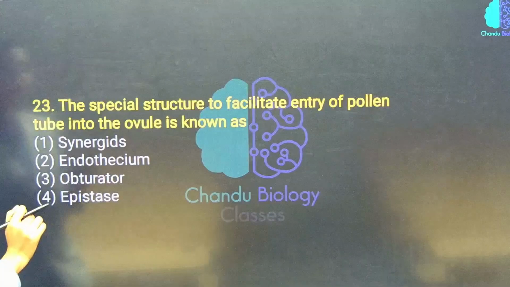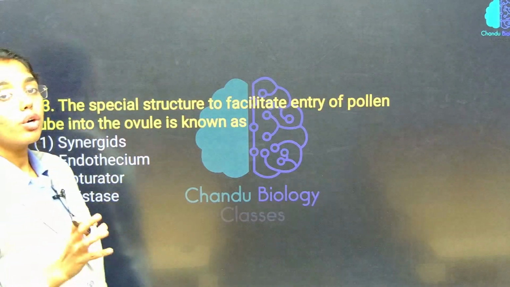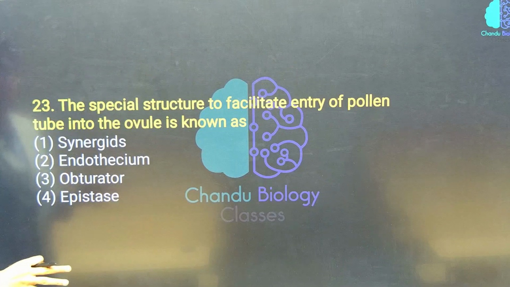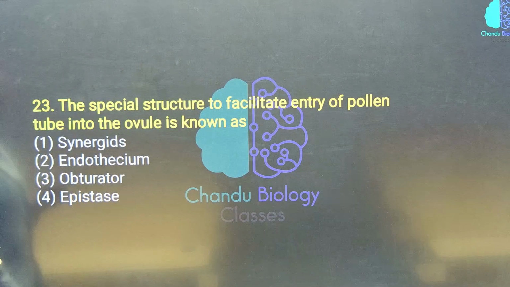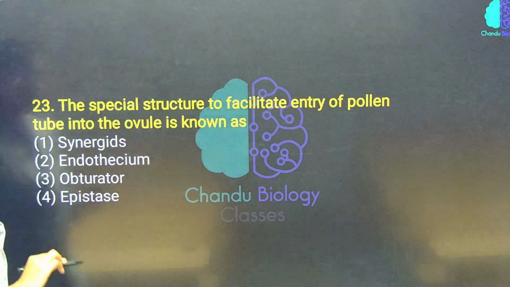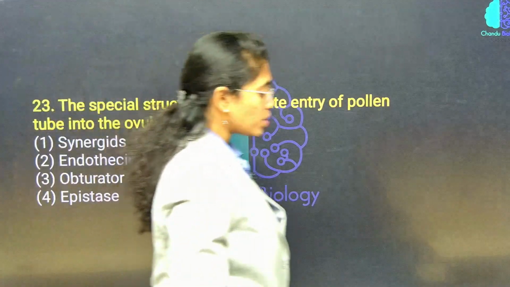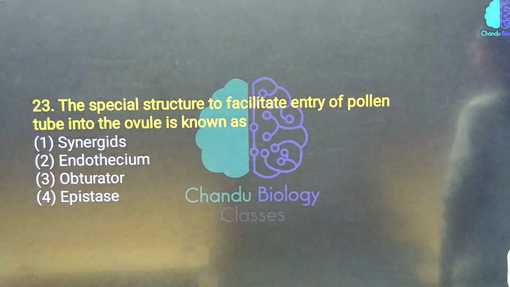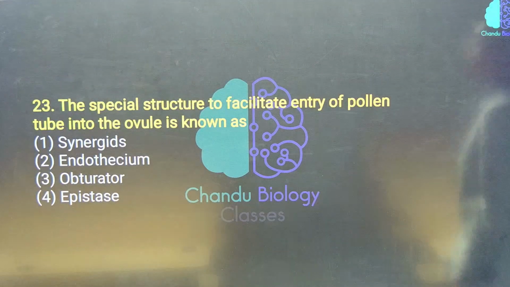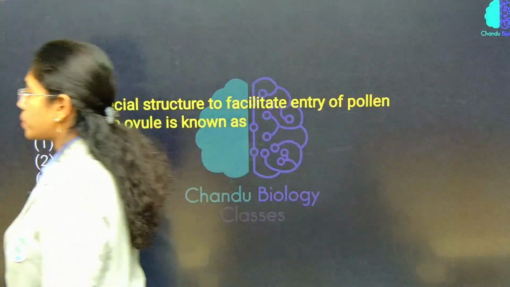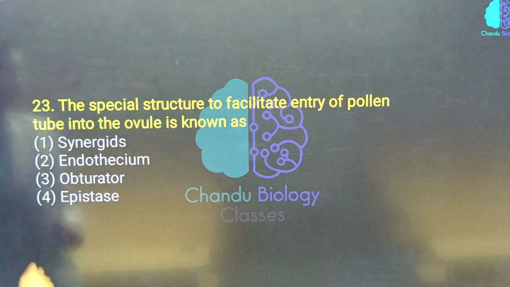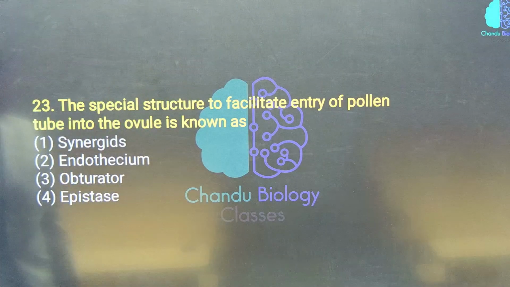Next, the special structure to facilitate entry of pollen tube into the ovules. What is that special structure known as? Which facilitates entry of pollen tube into the ovule. Very simple to answer. Very good. Right answer, which is option 3. That is obturator. That facilitates the entry of pollen tube into the ovule.